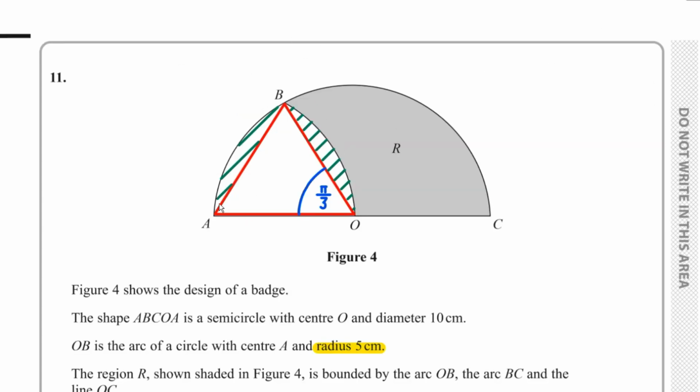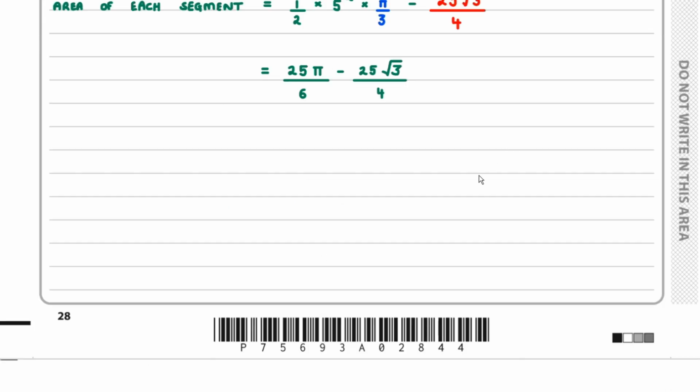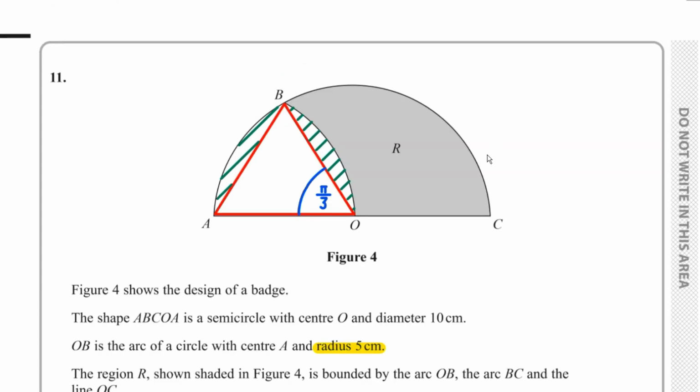We also have the area of the entire semicircle, which we can work out. The area of the semicircle is given by pi times 5 squared over 2, which simplifies to 25 pi over 2. So now we can find the shaded area. To find the shaded area, we can do the area of the semicircle, take away essentially this entire unshaded bit, and that comprises the triangle and each of these segments.